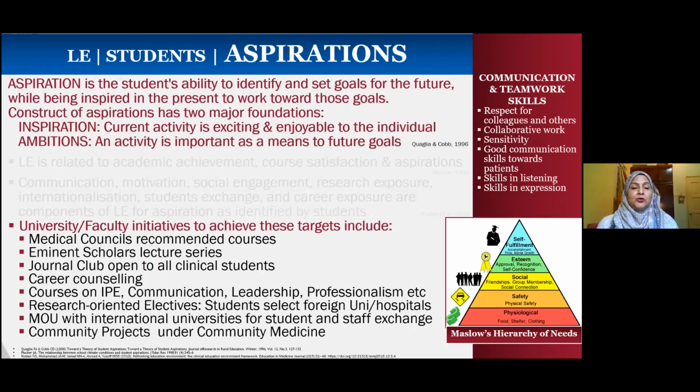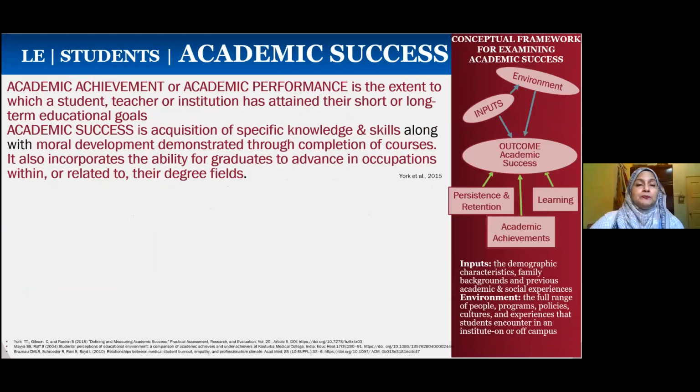The journal club is open for all clinical students. Career counseling is given to the students on a regular basis. Courses on IPE, communication, leadership, professionalism, etc. are conducted. For the research-oriented electives, the students select foreign universities and hospitals, and there are MOUs with international universities for student and staff exchange, and community projects under community medicine. All these practically are going to engage the students and help them in reaching their aspirations.